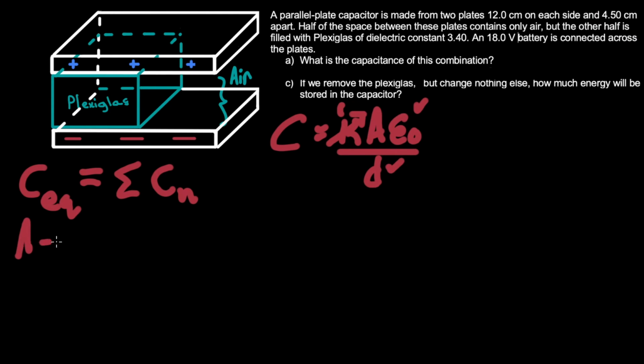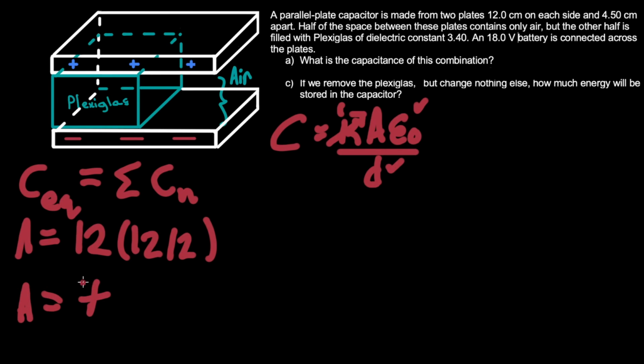The area of our plates is going to be equal to 12 times 12 divided by 2. The reason that this is divided by 2 is because our air here only takes up half of the plate, so we're going to need to divide that by 2. Crunching the numbers, it's going to give us 72 centimeters squared, right? And so that's our area.